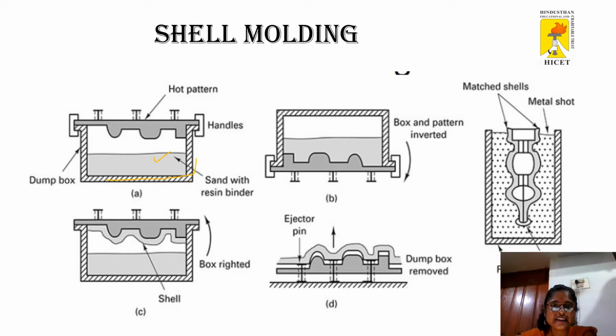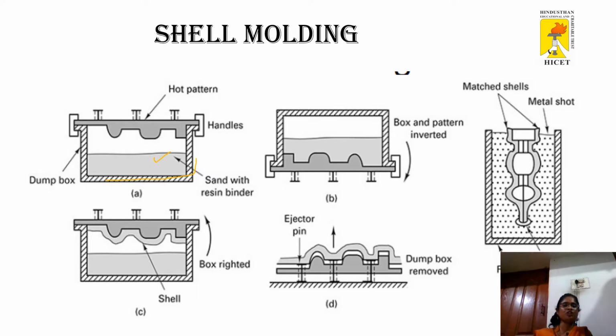The pattern is a metal piece in the shape of the desired part, and it can be reused to form multiple shell molds. The reusable pattern allows for a higher production rate, while the disposable molds enable complex geometries to be cast. Shell mold casting requires the use of a metal pattern, an oven, a sand resin mixture, a dump box, and the molten metal.